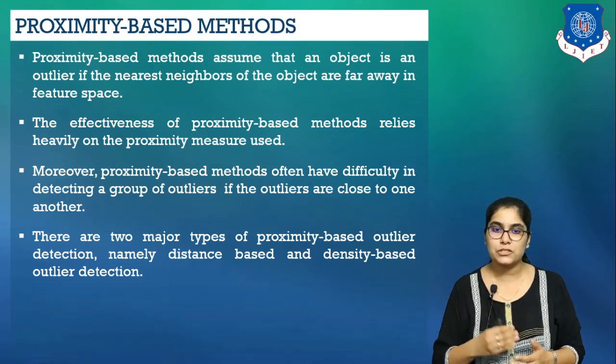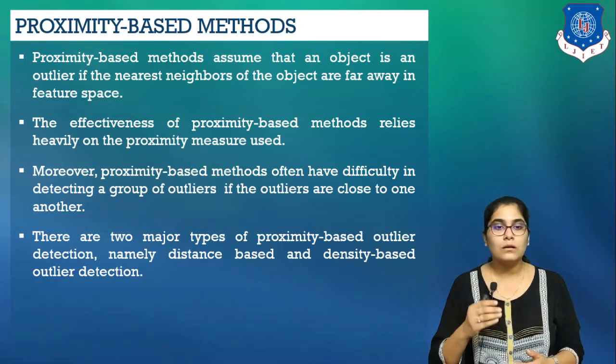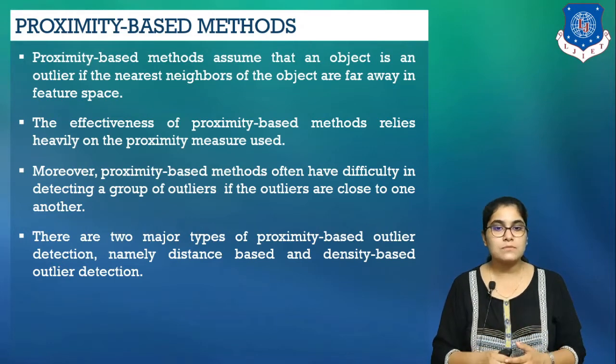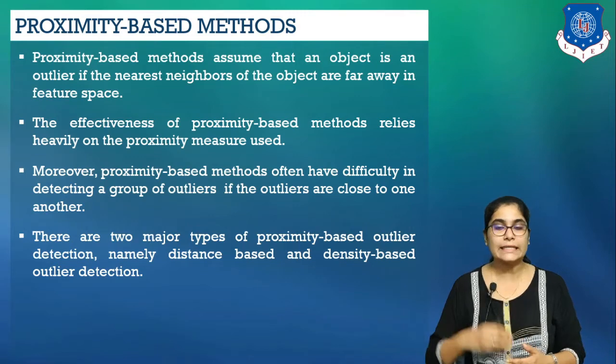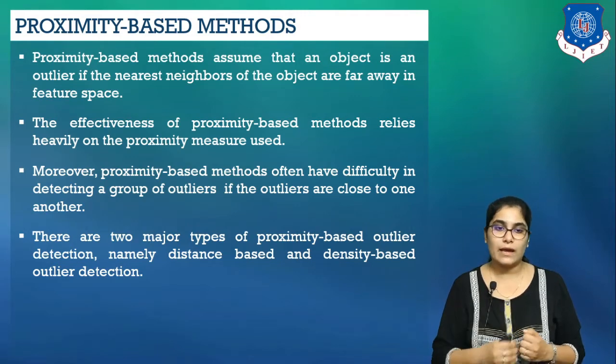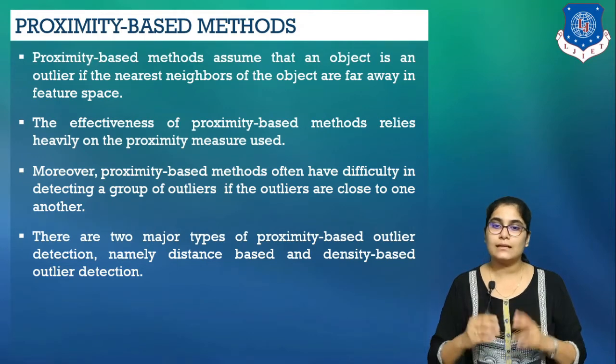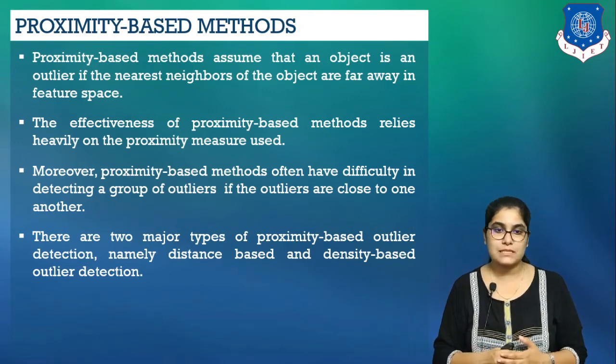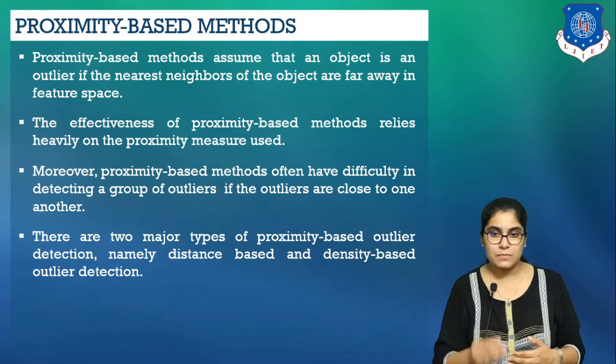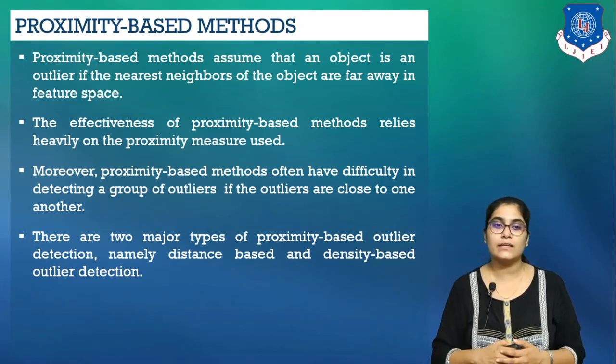In some applications, such measures cannot be easily obtained. Moreover, proximity-based methods often have difficulty in detecting a group of outliers if the outliers are close to one another. There are two major types of proximity-based outlier detection, namely distance-based and density-based outlier detection.